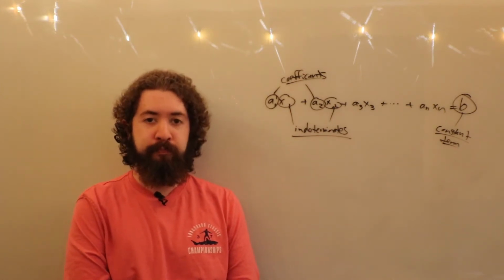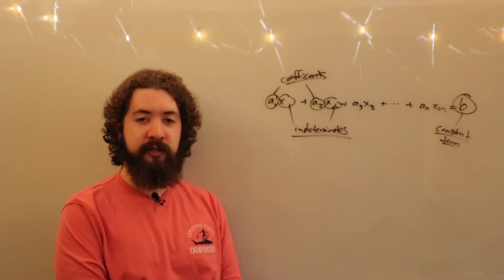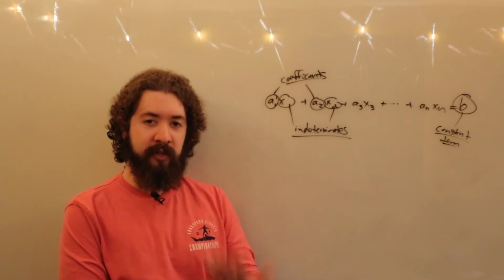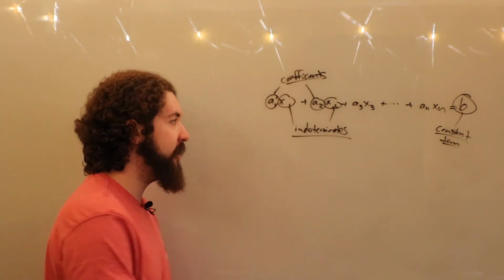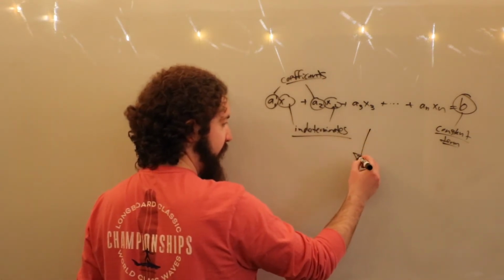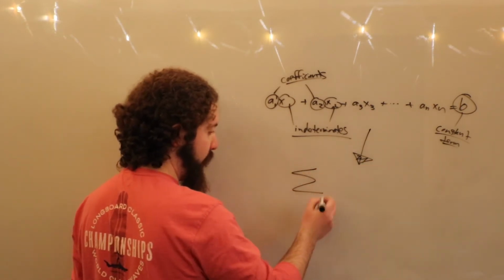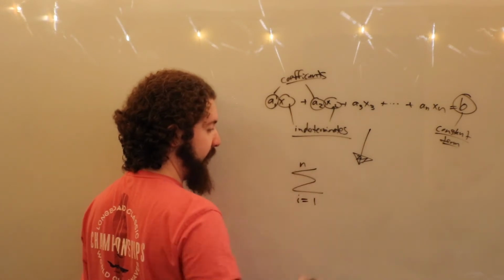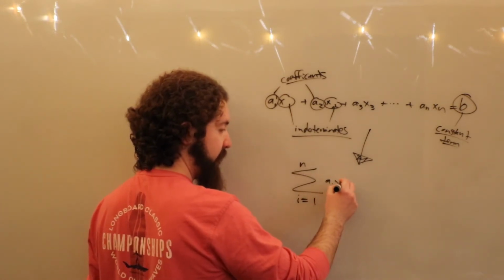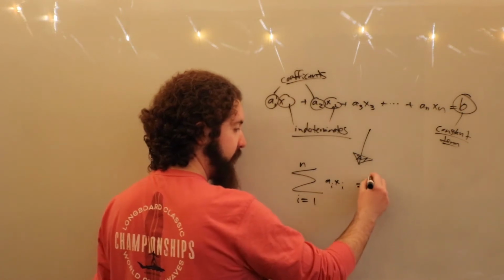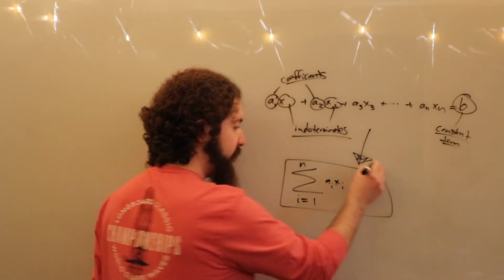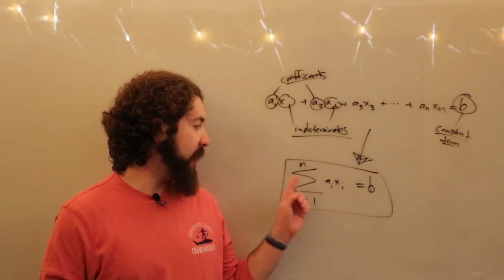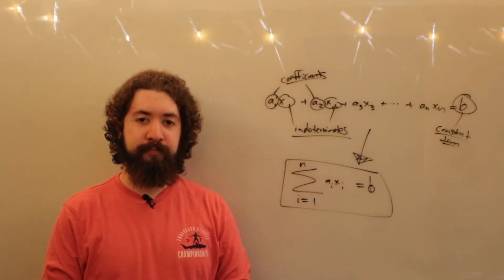term. As I told you in the introduction video, I expect you to be familiar with summation notation, which if you want to look up a video on that, it's not too complicated. And if you want to take advantage of that, this can be written much more compactly as the sum from i equals 1 to n of a sub i times x sub i is equal to b. This is our general linear equation in n unknowns.